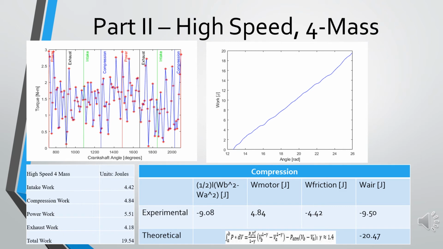Now let's move on to the high RPM 4-mass data. The image in the top left illustrates the segmented strokes. As already demonstrated, the end of the compression stroke is where we expect to see the highest torque value and magnitude. The work for each stroke is shown in the bottom right corner.